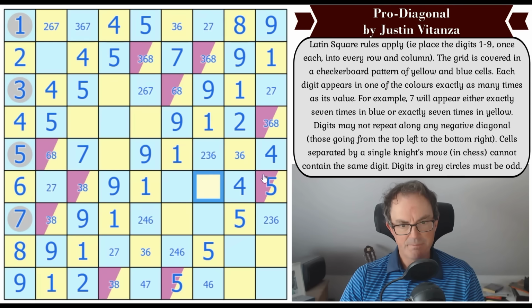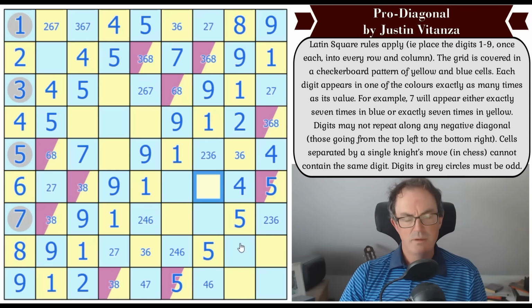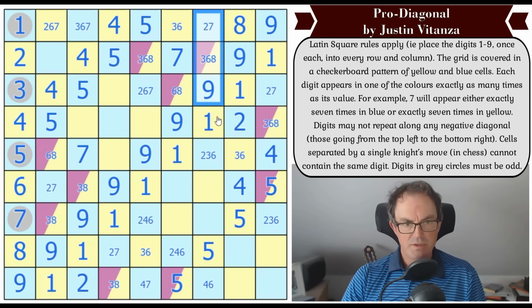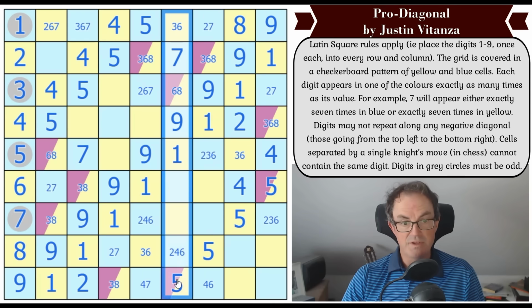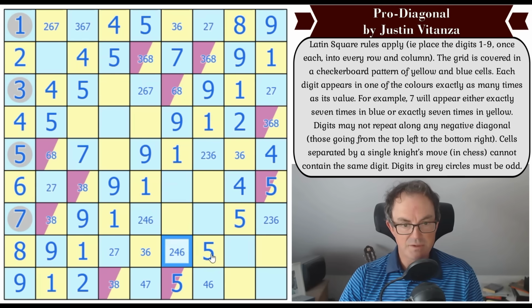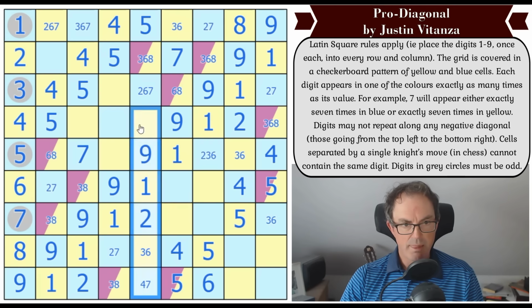Let's see. Well, the 4 in this column is not there. It's in one of those two cells. The 4 in this column is... oh yeah, where is the 4 in this column? This 4 knocks out those two cells, so it's got to be here. And now we can't repeat a digit on this diagonal, so that becomes a 6. That becomes a 2, so this is not a 2 anymore. That's not a 2 anymore.